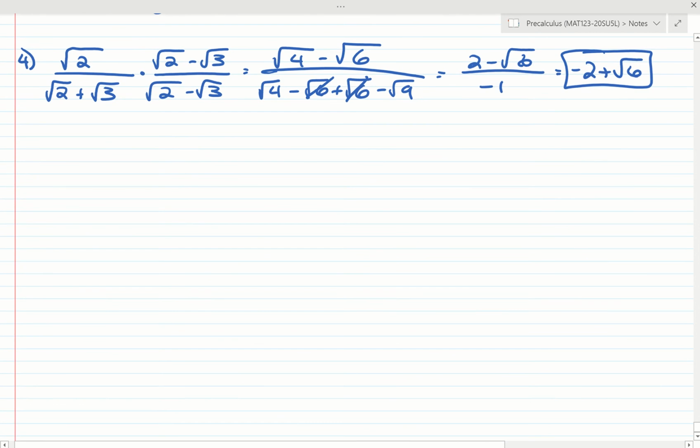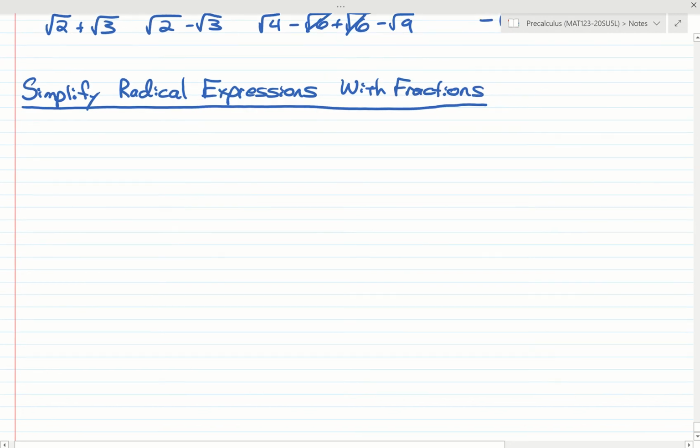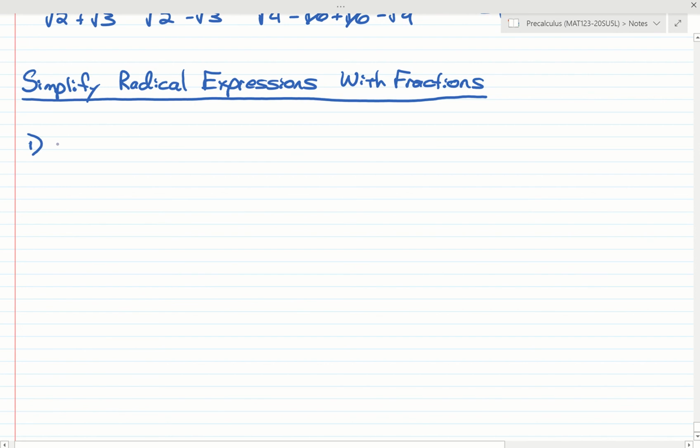Let's take a look at one more type of problem, and then that'll be it. So simplify radical expressions with fractions. First one is the 4th root of xy to the 3rd over the 4th root of x to the 3rd y to the 2nd. So first thing let's do is let's simplify.